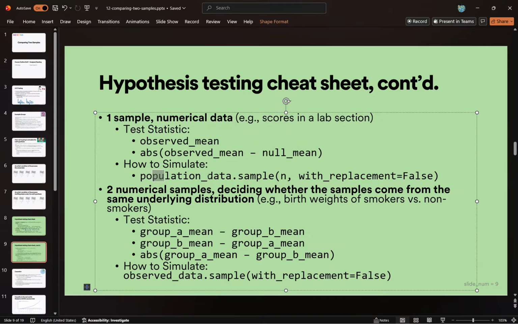The way we simulated our one sample numerical data to figure out our answer, was there something off about section 3, or was it just drawn from chance? We took a sample of just as many people in section 3. We simulated another section 3, with replacement equals false. That's what happened, and that's how that worked.